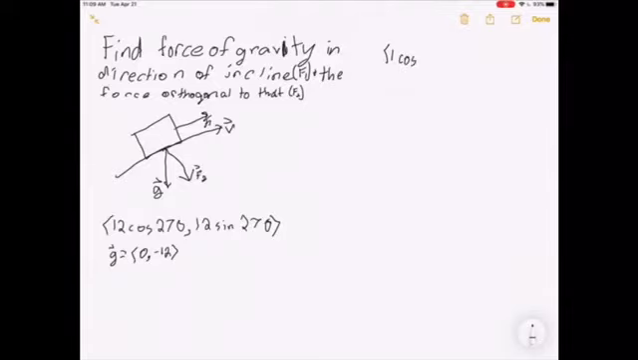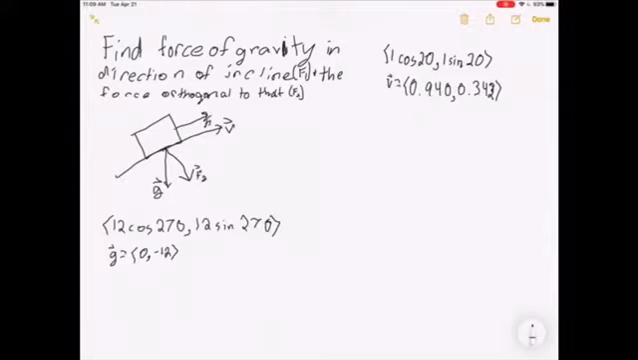Then the x value is always cosine, and we're given that it's 20 degrees. Then y is 1 sine 20 degrees once again. Simplify this in a calculator and you get V is equal to 0.940 and 0.342.